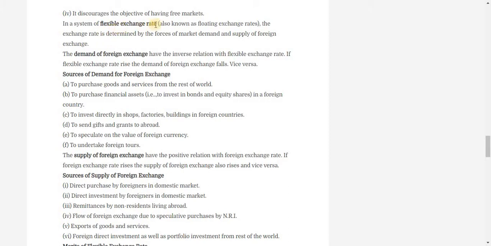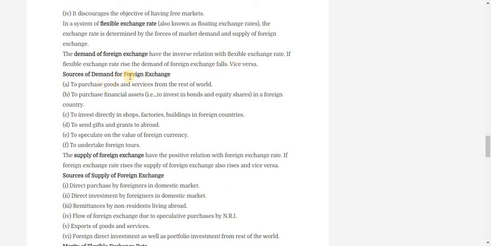In a system of flexible exchange rate, also known as floating exchange rate, the exchange rate is determined by the forces of the market, that is, demand and supply of foreign exchange. The demand for foreign exchange has an inverse relation with the flexible exchange rate. If the exchange rate rises, the demand for foreign exchange falls, and vice versa.